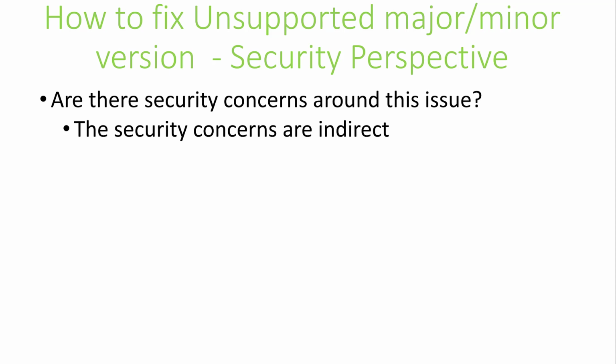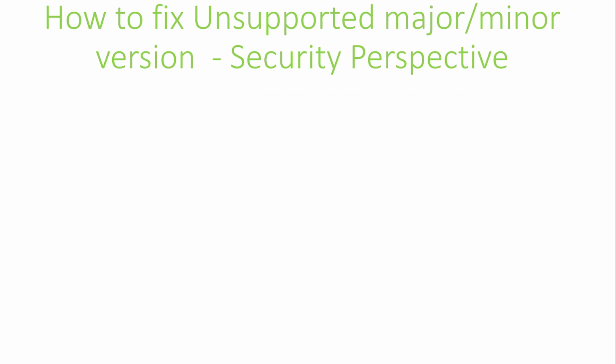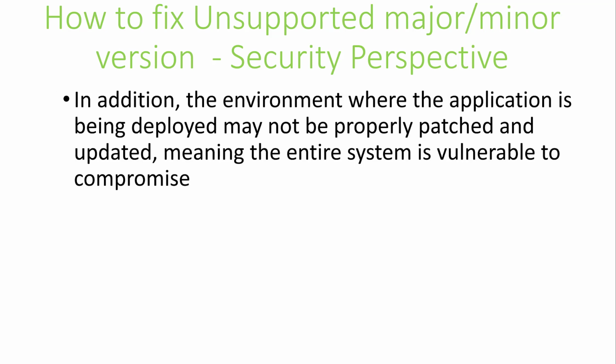However, should we see this in a test or certainly in a production environment, then this could indicate some serious problems. It may indicate that we have an out-of-control build and release process and a poorly architected infrastructure without the proper controls and oversight needed to run a properly maintained system. Most likely, the environment is not properly patched and maintained in other ways, including the underlying operating system. It could mean the entire system is vulnerable to compromise.